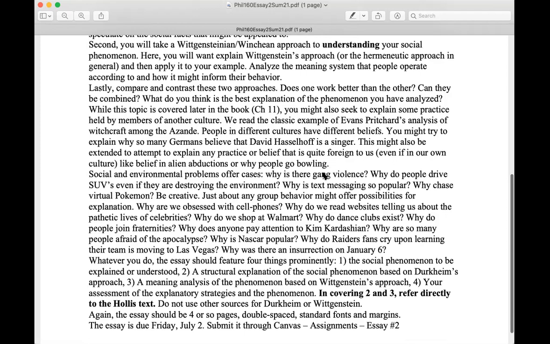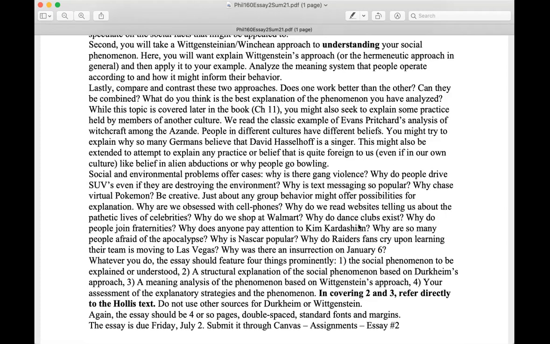Again, just a whole bunch of examples. Why do people join gangs? Why do people drive SUVs? The SUV is a very impractical vehicle, especially in the age of environmentalism when we're trying to conserve resources. Why do people obsess over text messaging? Pokemon Go was a big hit. Any kind of fad thing is really kind of fun to talk about. Why are we obsessed with our phones? Why do we follow the lives of celebrities? Who cares? Why do we shop at mass markets like Walmart?